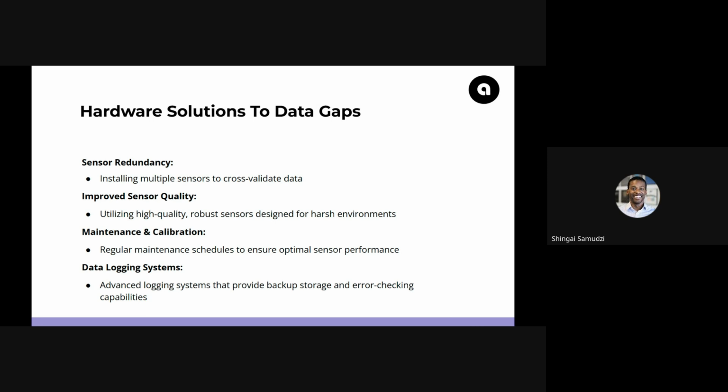We also look at improved sensor quality. So you may move from one OEM to another OEM, which again addresses some of the issues that I mentioned in terms of how they actually handle issues with network downtime and so on.